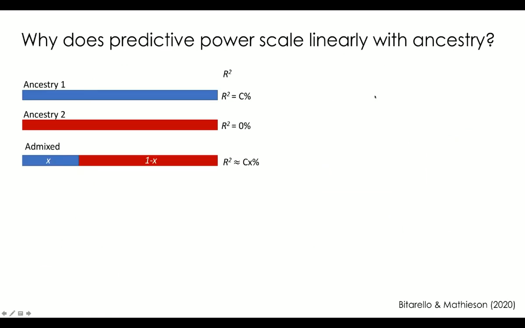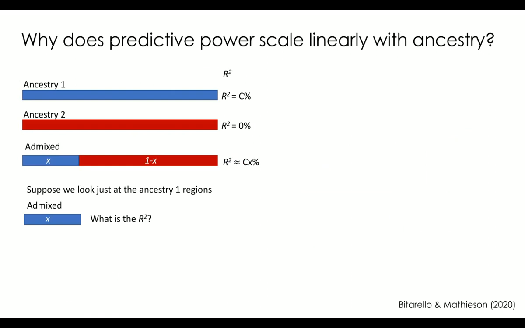So let's think about what we've shown. We have two different ancestries. In one ancestry, in this case European ancestry, we have an R-squared of C%. In the second, ancestry 2, for the sake of simplicity, let's say the R-squared is 0%. It's much lower than C. And what we've shown is that in an admixed individual, the predictive power is roughly proportional to the ancestry. If you have a proportion x of ancestry 1, your predictive power is roughly proportional to that. So then what happens if we look at just the ancestry 1 regions?